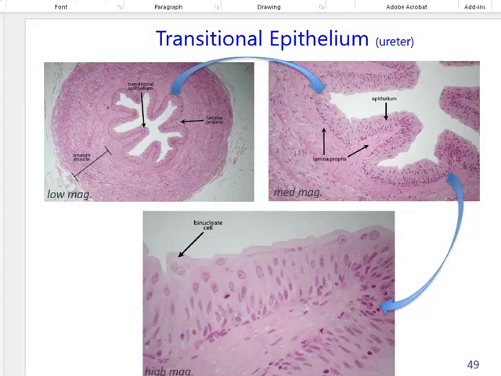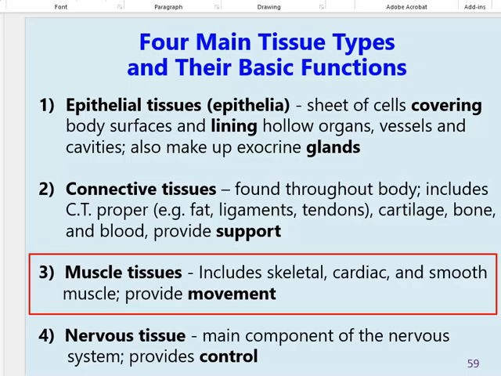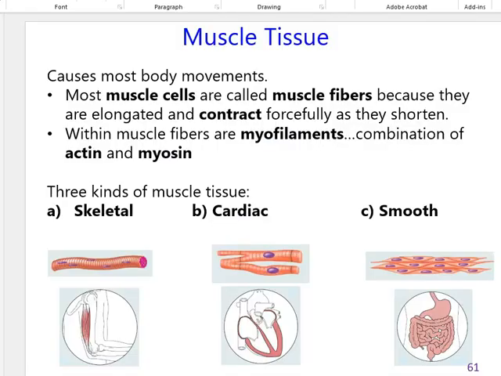So that brings us to the four main tissue types. We looked at epithelial. Briefly, we'll look at muscle, nervous, and then we'll get into connective. There are three types of muscle tissue, and they are very distinctive. They're nothing like epithelial. They're nothing like connective. They generate contraction.